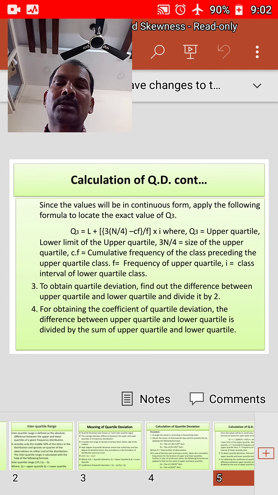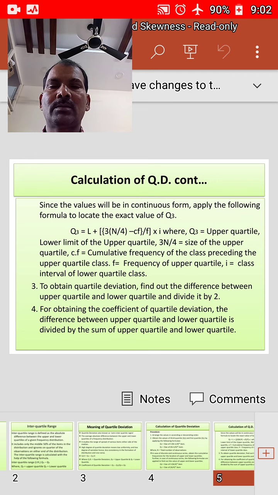The third step is to obtain the quartile deviation. Find the difference between the upper quartile and lower quartile and divide it by 2. That is (Q3 minus Q1) by 2, in order to get the quartile deviation.